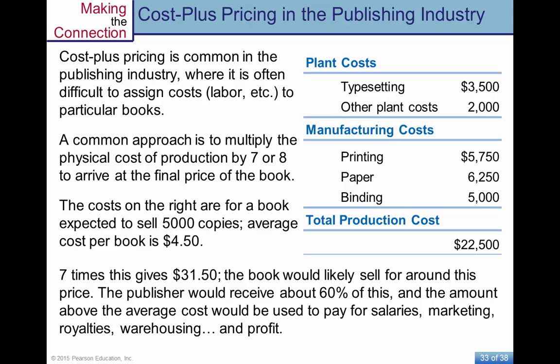The publisher would receive about 60% of this, and the amount above the average cost would be used to pay for salaries, marketing, royalties, warehousing, and profit.